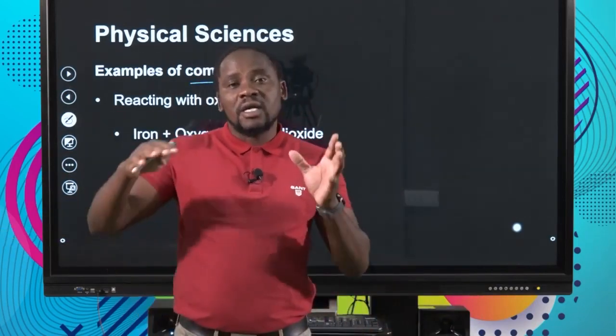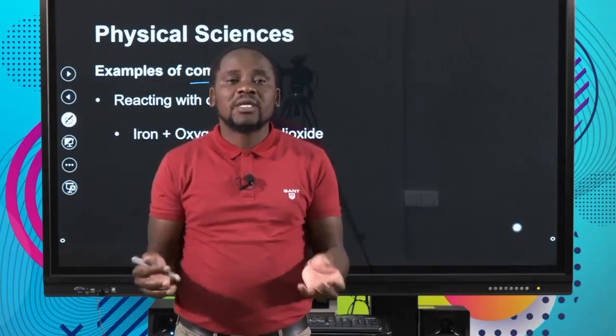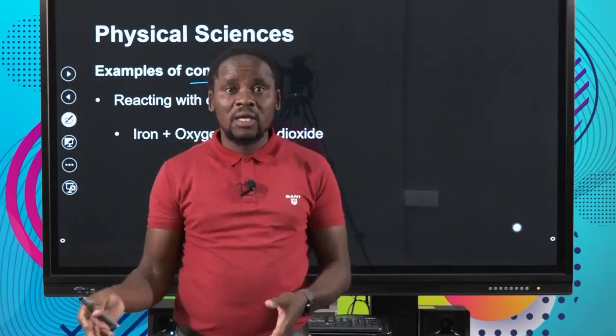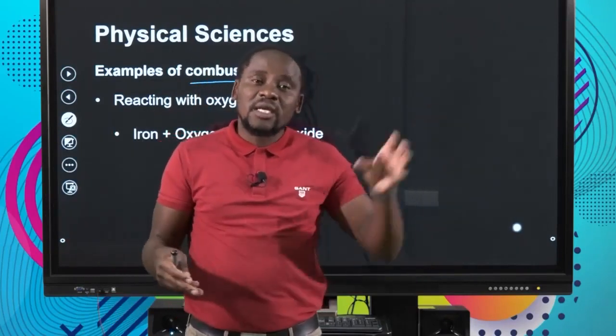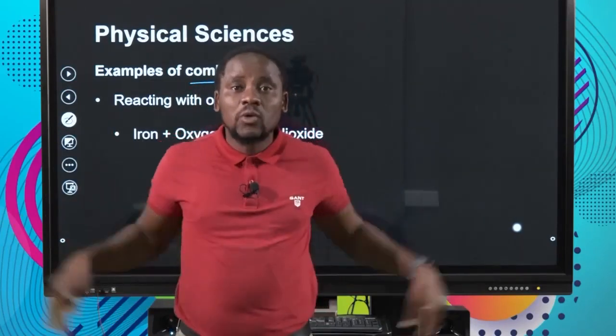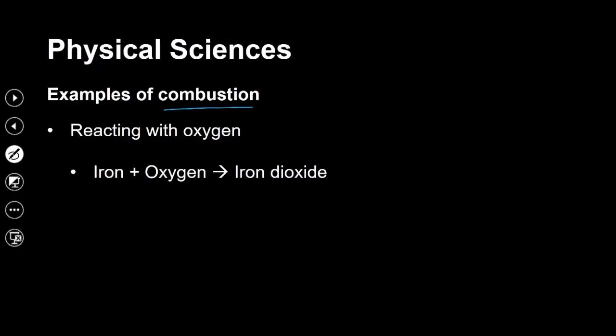Then if there is a lot of oxygen, we would describe that combustion as complete combustion. So the burning process will only stop once the other substance that is burning in oxygen has burnt completely, right? Okay, so here we've got a metal plus oxygen to give us an oxide.